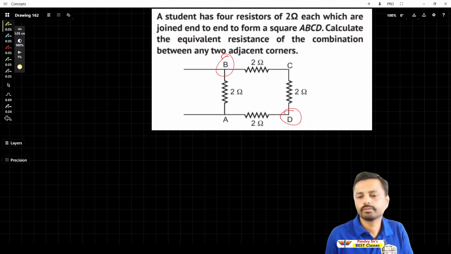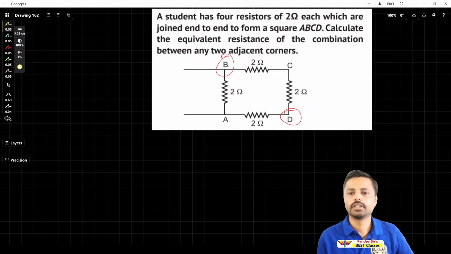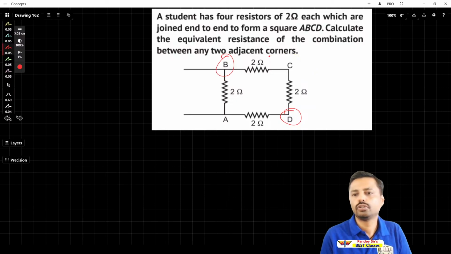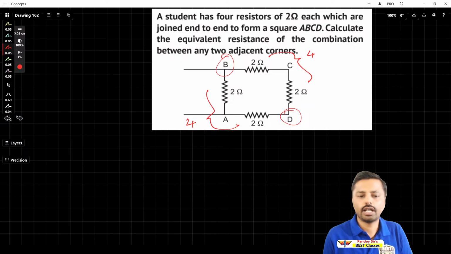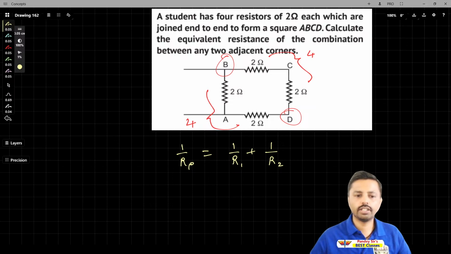Which formula? Is it series or parallel? It's both. So let's do both. Let's find out their equivalent. Actually, I can do it here only. 2 plus 2 in series is direct now, so this is 4. Now 1 by Rp equals 1 by R1 plus 1 by R2. Okay, can you put the values and get the answer?